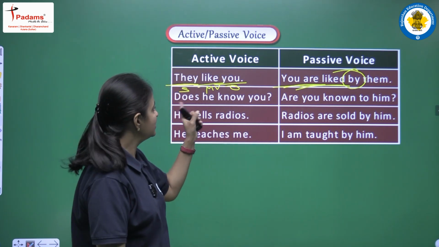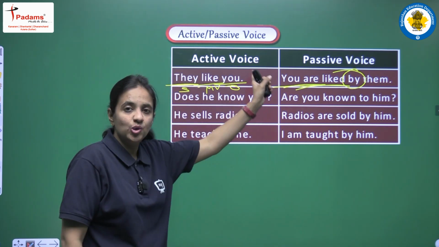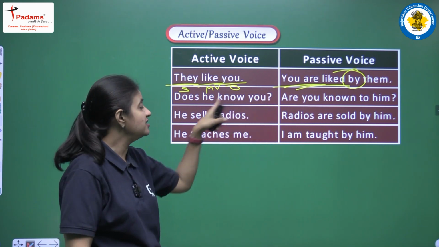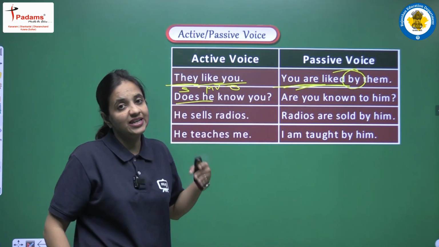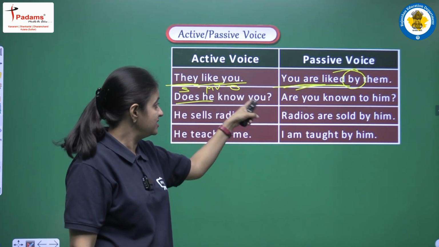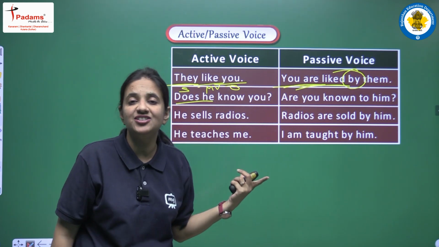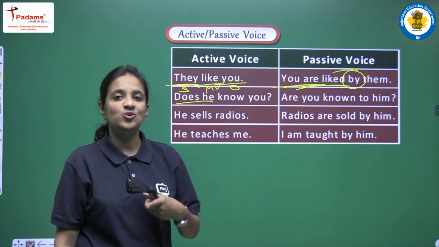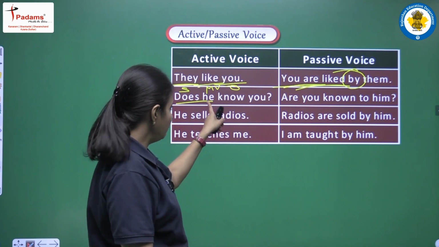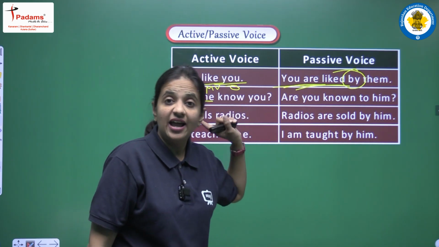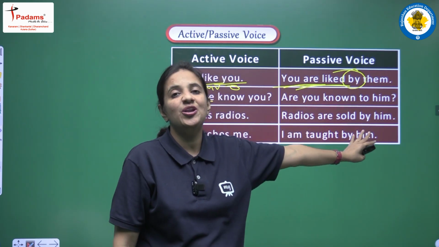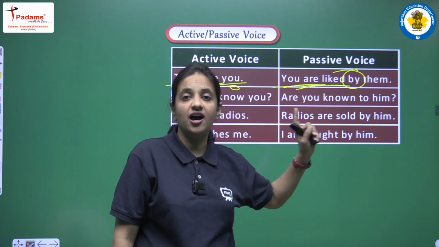Clear? Next example we are having: does he know you? So it's an interrogative sentence. So we are having a helping verb. So it's very easy to identify that this is present simple tense because do and does, these are the helping verbs that are used in present simple tense. So when we are having present simple tense in active voice, then in passive voice, according to the rule, we have to use is, are or am.